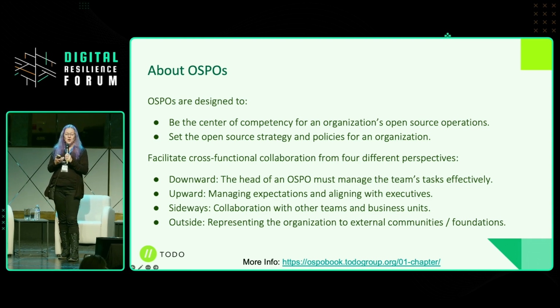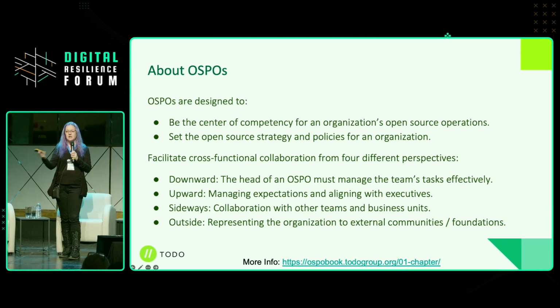And then there's also a whole bunch of sideways collaboration. So when I worked at VMware, we had an open source program office that was under the Office of the CTO, which was a neutral place to have an open source program office. But we spent a ton of time working across a whole bunch of different VMware business units and product teams to help them work on open source. So there was all of this sideways collaboration across the entire organization, which is pretty common for open source program offices.